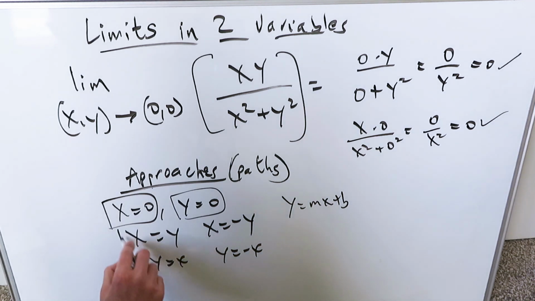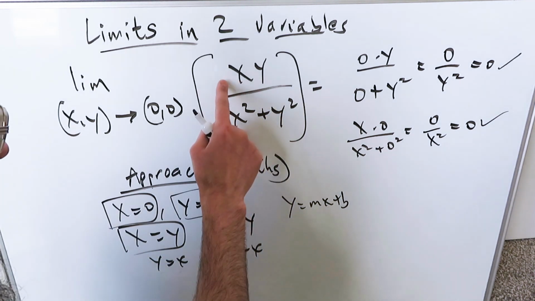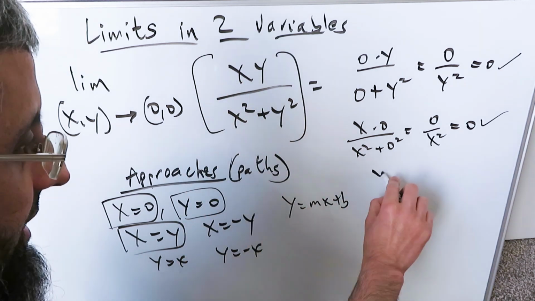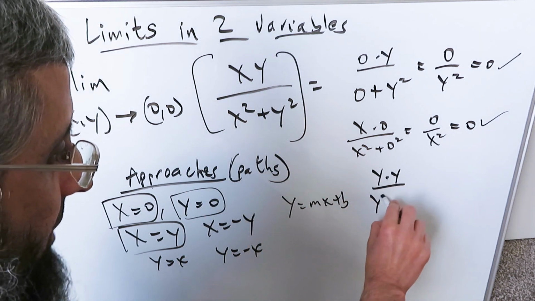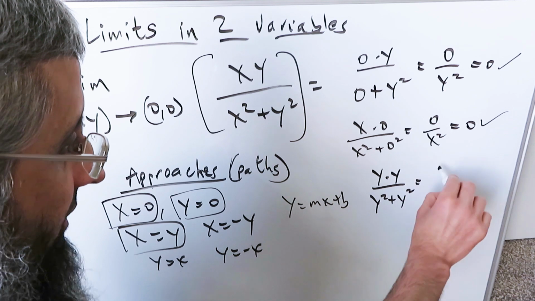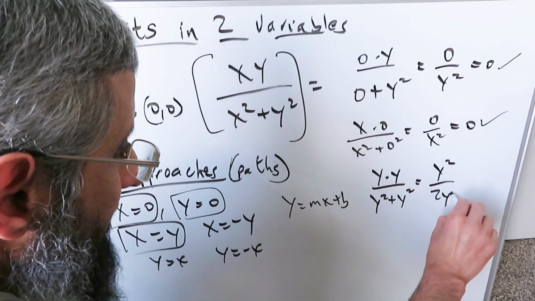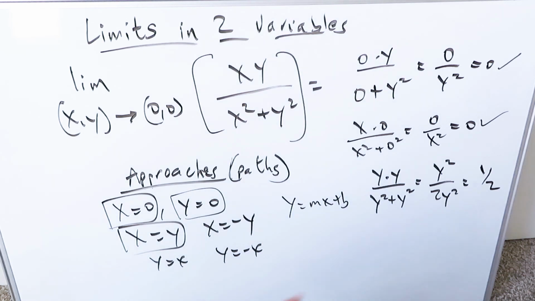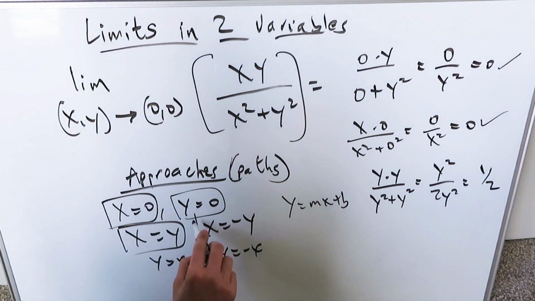But what about when I do x is equal to y or y equals x? When I do y equals x, x equals y, I'll put y in place of x. In that case, I have y times y divided by y square plus y square. What do I have? I have y square over 2y square. When I simplify it, I have 1 over 2. That's my one output.